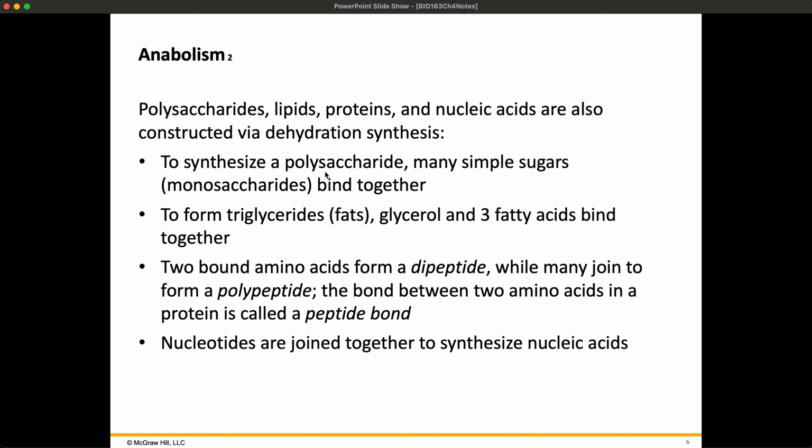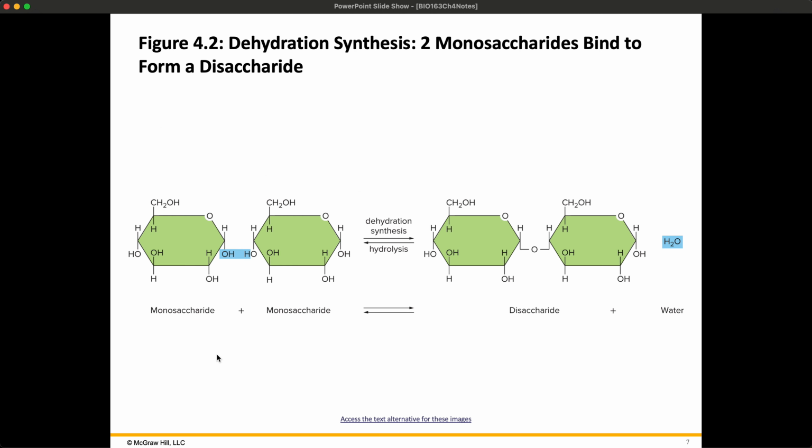To make a polysaccharide, like I said, we join monosaccharides together. To form triglycerides, your fats, you're combining glycerol and three fatty acid tails, removing water from them. And then with your amino acids, you take two amino acids, put them together for a dipeptide, and then join dipeptides together to make a polypeptide, and so that's your protein. And lastly, you have your nucleotides joined together to form nucleic acids. These are your DNA and your RNA molecules, and nucleotides are the monomers for those.